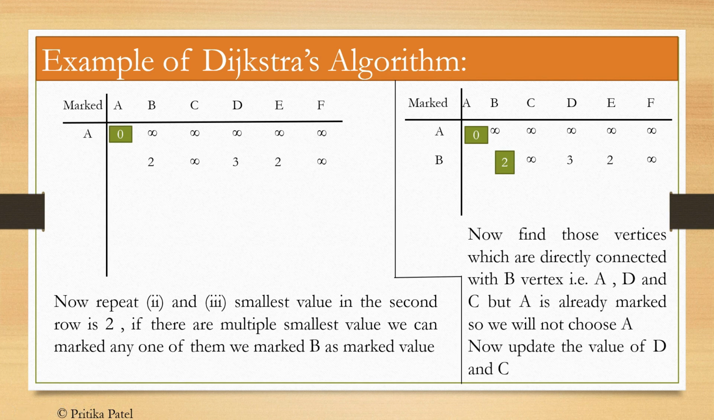Now find those vertices which are directly connected with B, because now B is the mark vertex. The directly connected vertices with B are A, D and C. But A is already marked in this table, so we will not choose it. Now update the values of D and C. Because A is already marked, we only have to update the values of D and C.